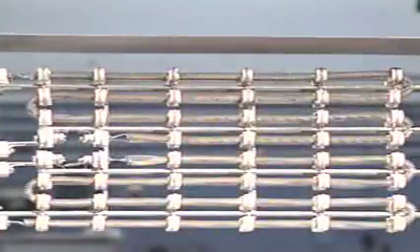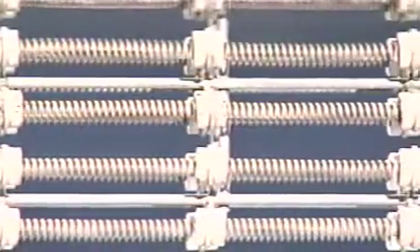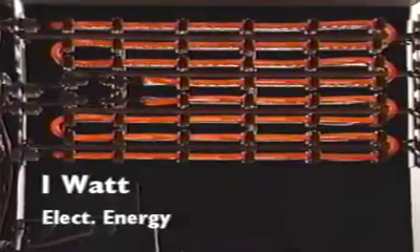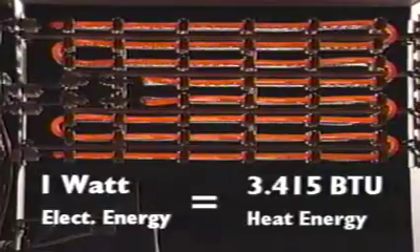Electric heat systems consist of one or more strip heaters. Each strip heater includes electric heating elements, limit switches, and fusible links. The heating elements produce heat by converting 100% of the electrical energy used into heat energy. Each watt of electrical energy produces 3.415 BTUs of heat energy.